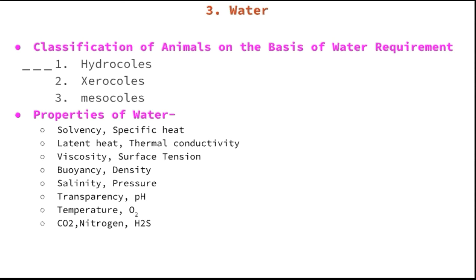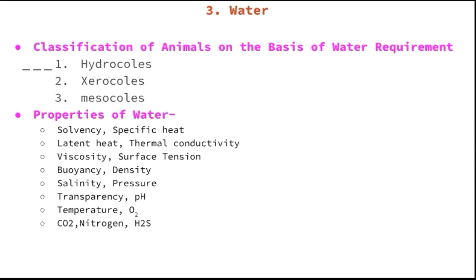And the next and last, third, is the mesocoels. Mesocoels means those animals require a moderate amount of water, and they exhibit an amphibious mode of life. We know very well that all amphibians live in water as well as on land, because they need a moderate amount of water. Examples are land planarians, earthworms and amphibians also.